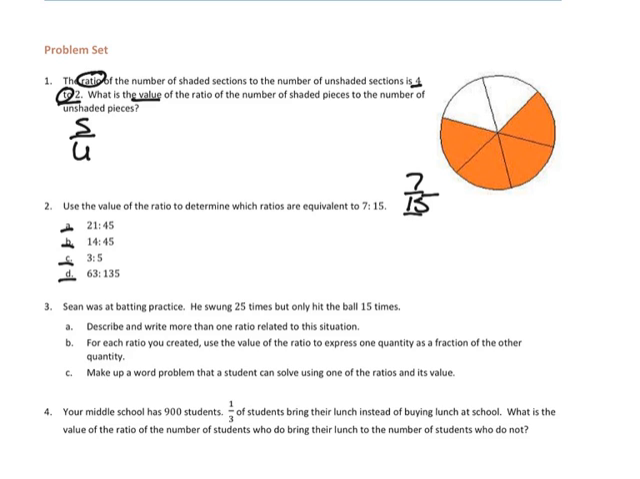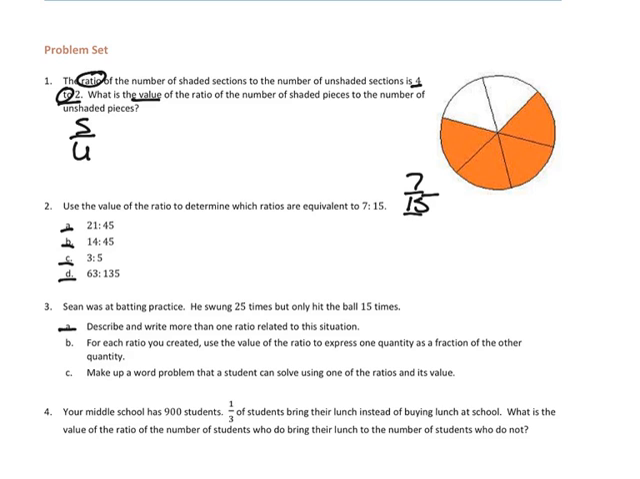3 says, Sean was at batting practice. He swung 25 times, but only hit the ball 15 times. A says, describe and write more than one ratio related to this situation. That means they want you to think about how you could write a ratio and label it. So, for example, swings to hits, swings to total, hits to swings, things like that.